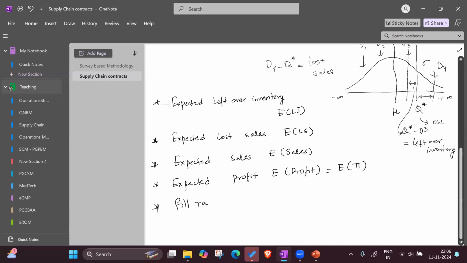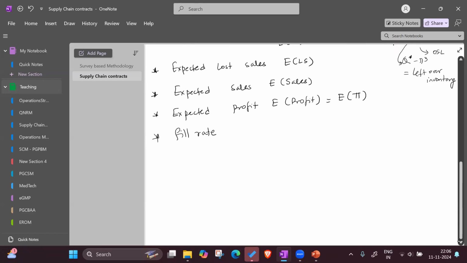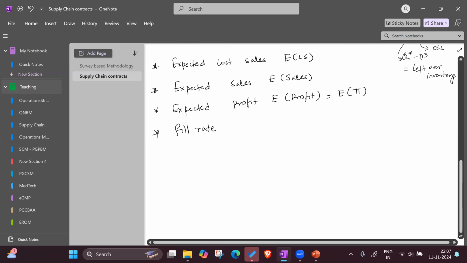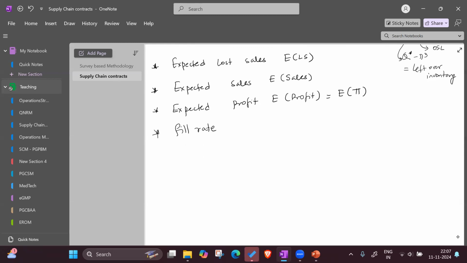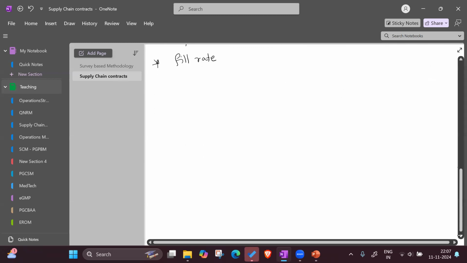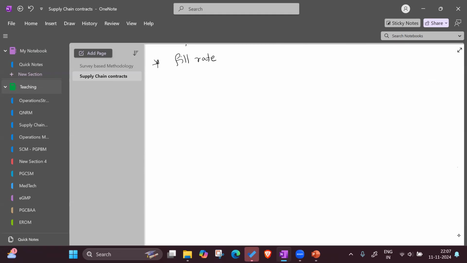Mind you that fill rate is different than service level. Service level talks about the number of times you are able to fulfill the demand completely using your on-hand inventory, whereas fill rate is about the percentage of the demand that you are able to fulfill from your on-hand inventory. So we'll look at all of these things. Let's start first with the expected lost sale.